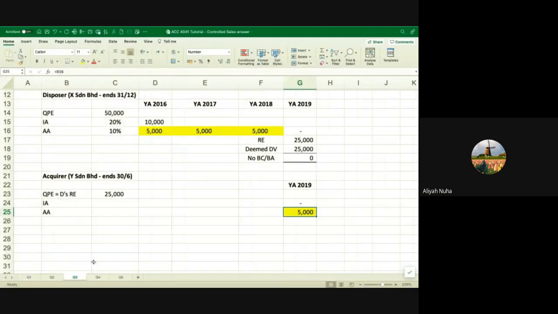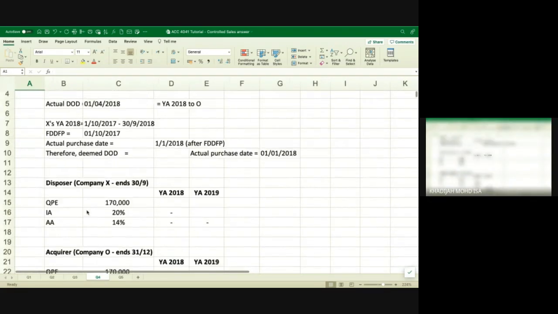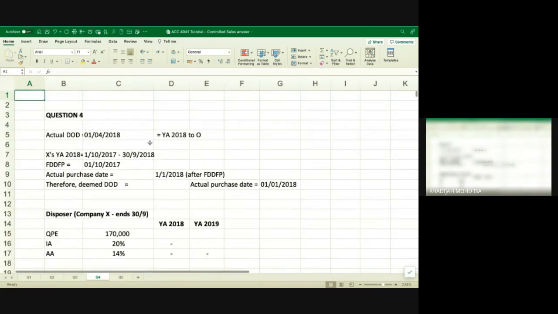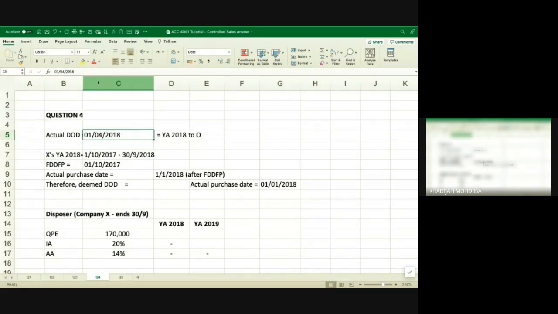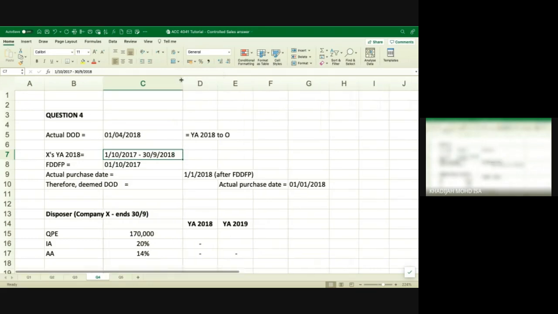1st October 2017. 1st October, let's see. 1st April is the date of disposal. Let me check this. And then this is YA 2018 to O. YA 2018 is October 2017 to 30th September 2018. Remember that year end is 30th of September. So the first day of the disposal basis period is 1st October 2017.